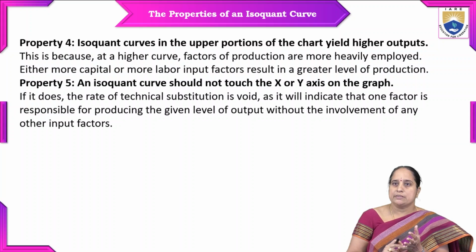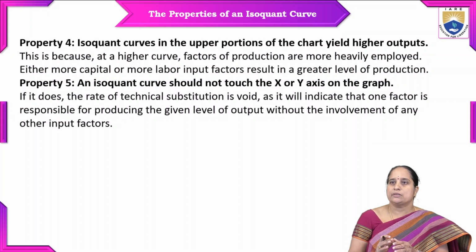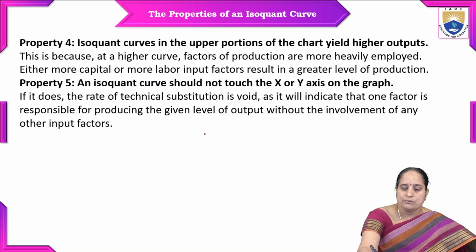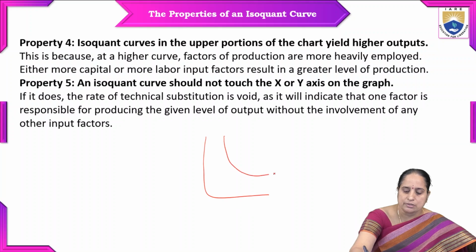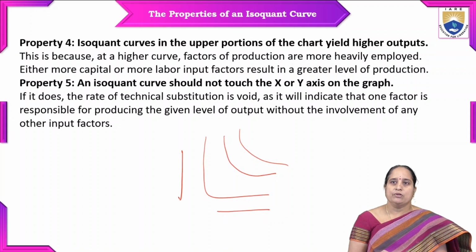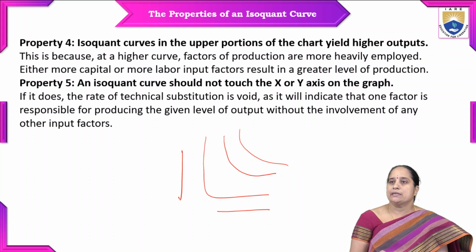And the fifth property is that an isoquant curve should not touch the x or y axis on the graph. So if you observe, they never touch the x and y axis. If it does, the rate of technical substitution is weird, as it will indicate that one factor is responsible for producing the given level of output without the involvement of any other input factors.